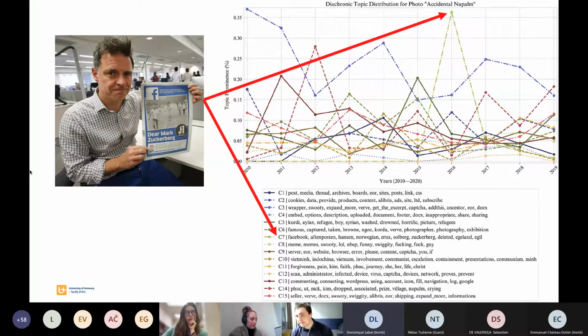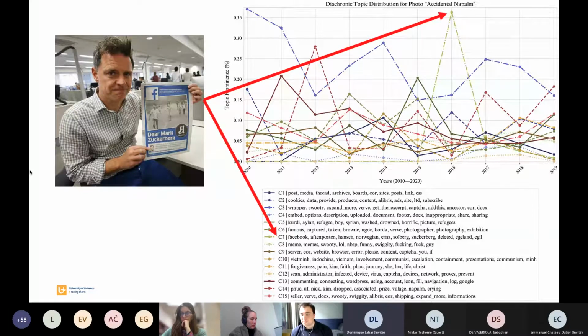So here you can see that the meaning of the same image, in this case, as you can see here on the left side of the slide, for me at least, the famous napalm girl photograph, you can see how that same image is reconfigured in different meanings over time by different sorts of texts. And you can see here that the topic model C7 became prominent in 2016 all of a sudden, and then dropped very rapidly again.